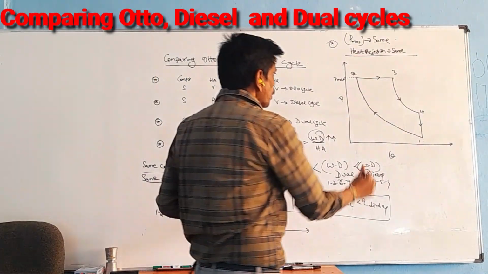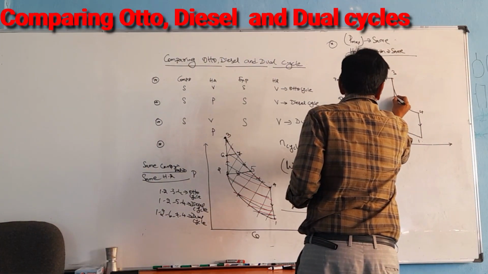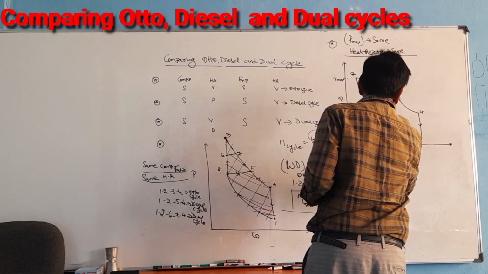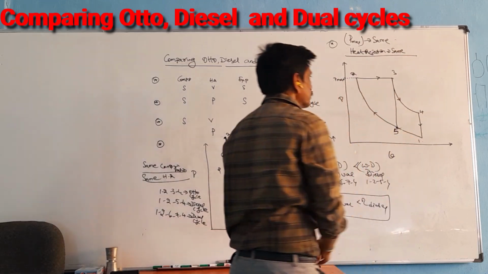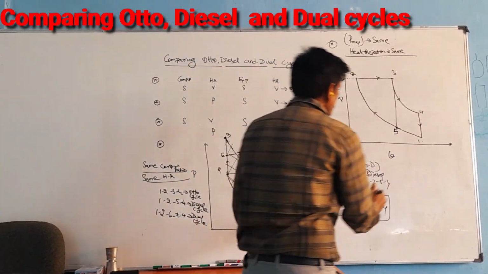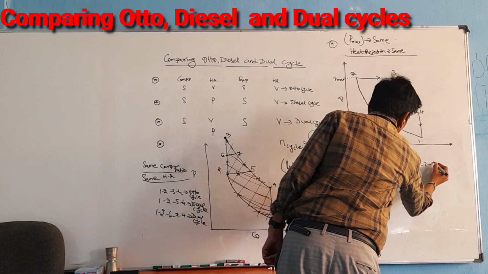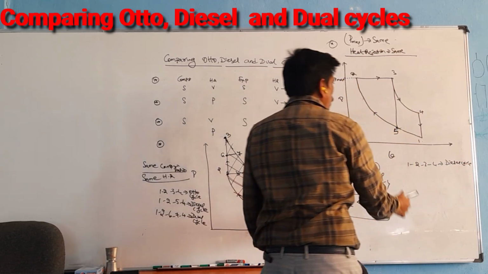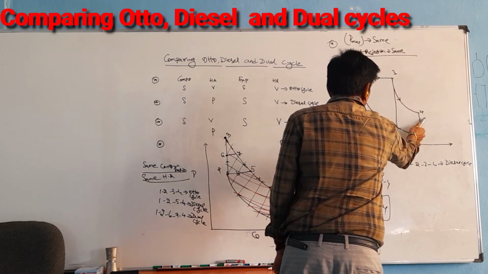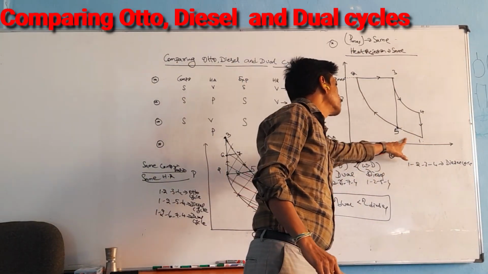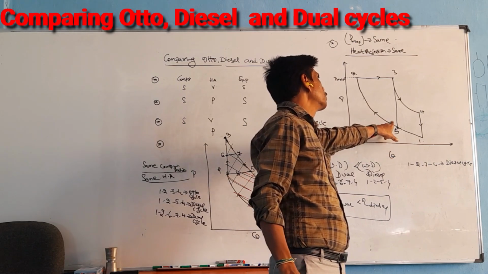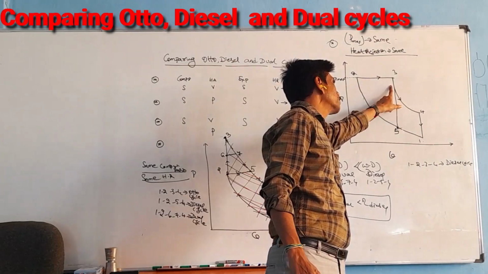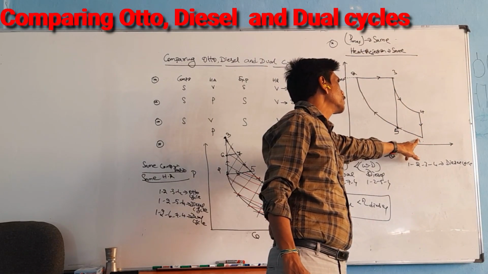So from 3, you draw a vertical that meets the opposite curve at a point. This point is called 5. Now you see the cycle. Earlier, 1, 2, 3, 4 is the diesel cycle. Now you see the cycle 1, 5, 3, 4. 1 to 5 is the isentropic compression. 5 to 3 is the constant volume heat addition. 3 to 4 is the expansion. 4 to 1 is the heat rejection.